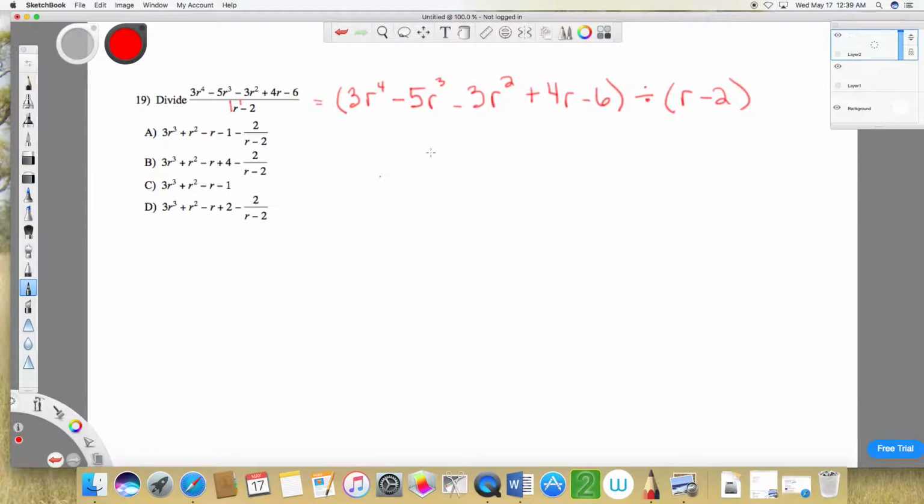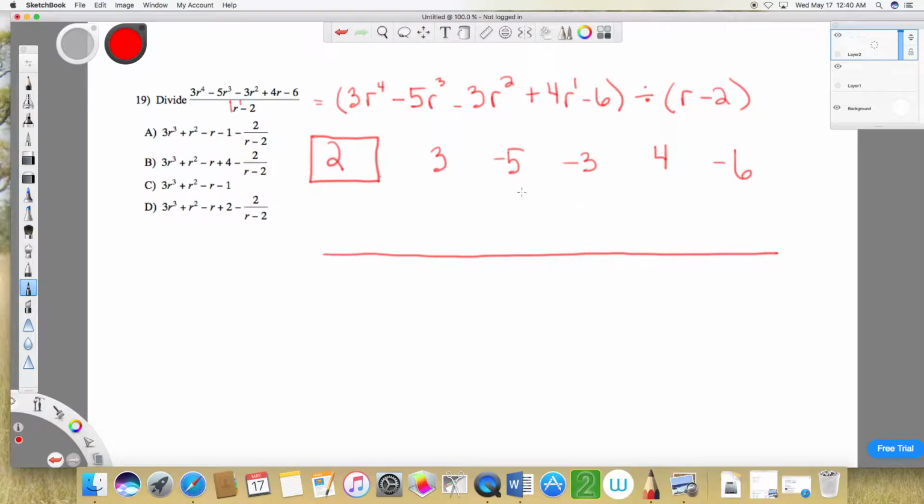All right, so with synthetic division, we look to our divisor and we take the opposite of this. Generally we put this in some type of a box or in some way through symbols, just separate this number from the other numbers I'm going to write. We make sure that there's no common factor and that our exponents are in descending order. We've got 3, -5, -3, 4, and -6. Leave ourselves a little bit of space here because we're going to be writing underneath most of these numbers.